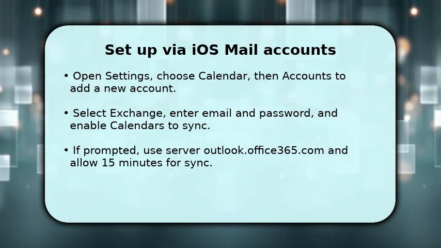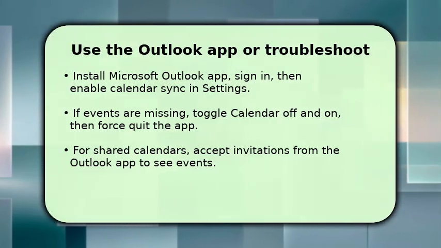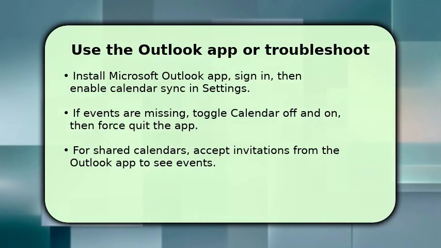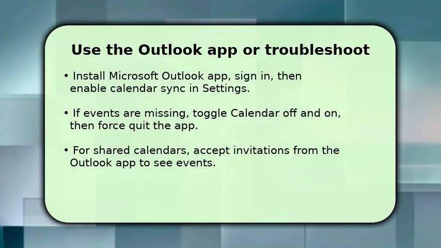If events do not appear, install the free Microsoft Outlook app from the App Store and sign in with your Outlook account. Open the app and go to Settings, then Accounts to ensure calendar sync is enabled for your account. The app syncs faster and supports shared calendars and booking features.